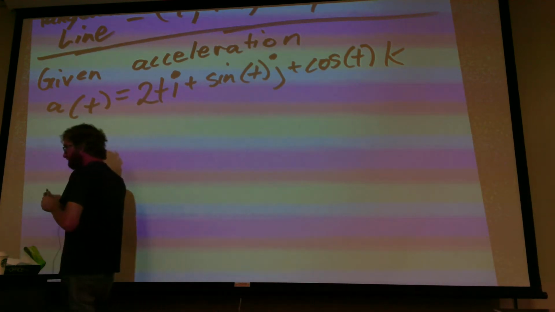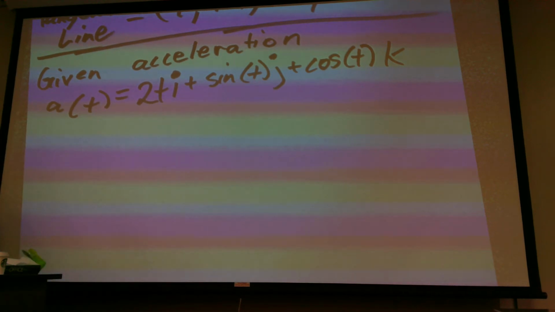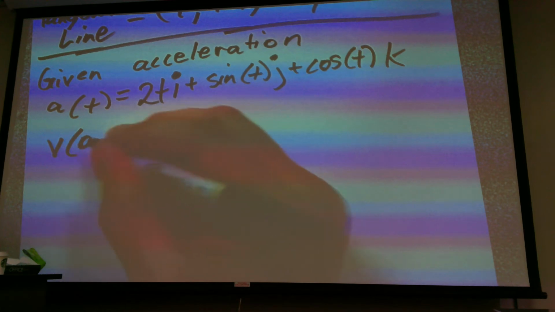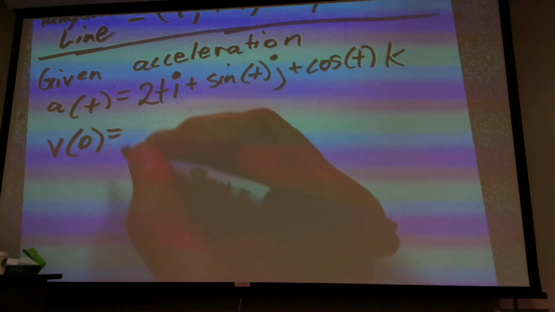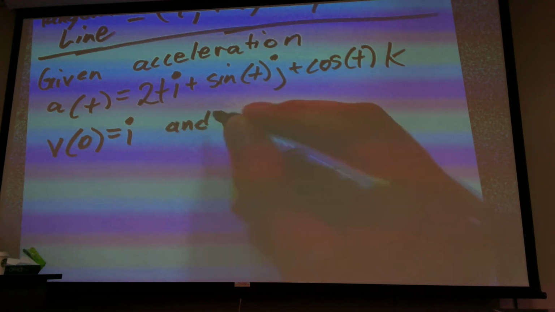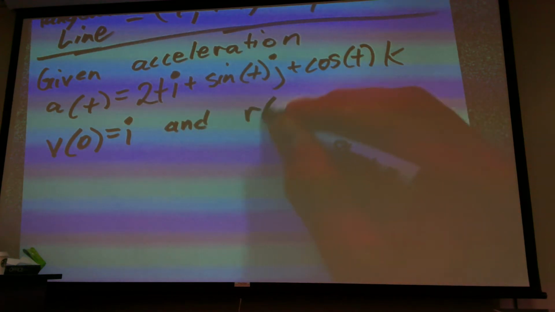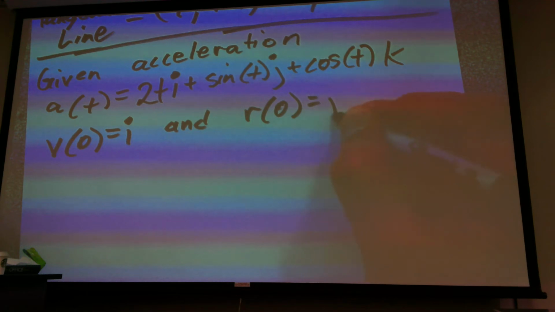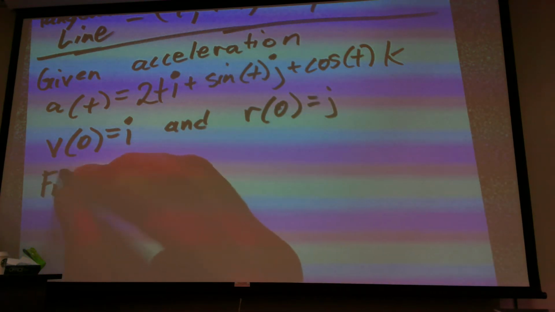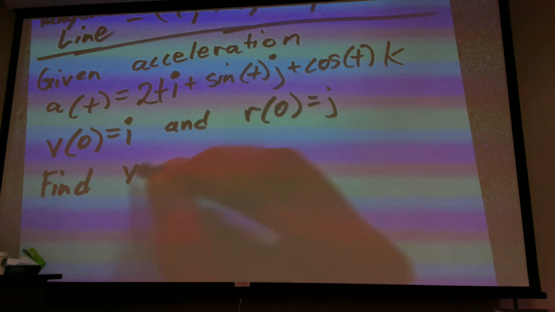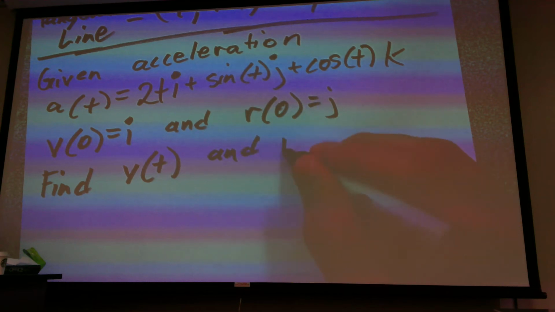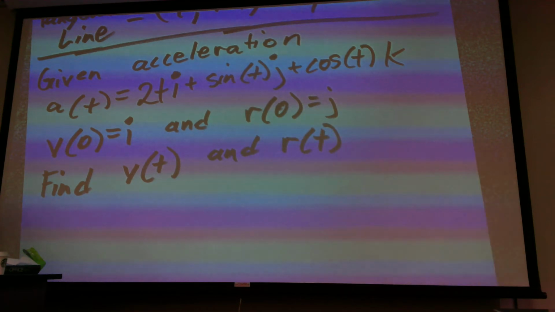So, say, all right, v of 0 equals i, and r of 0 is going to equal j. These are vectors. Okay. Find v of t and r of t.